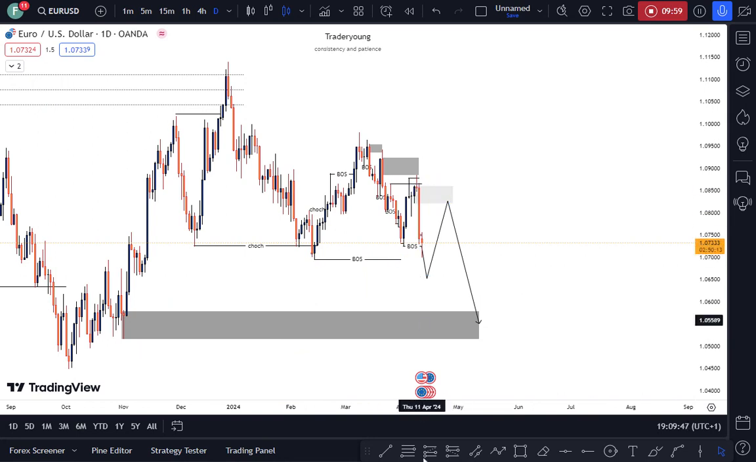So we want to see price for now give us something like push down, create some inducement before going up, then sell back down. This is for Euro USD.